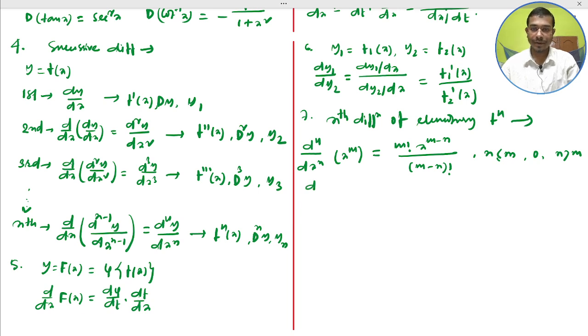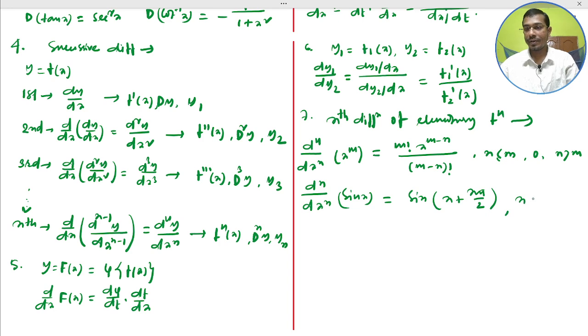Next one, very important: nth order derivative of sin x. d^n/dx^n of sin x should be sin of x plus n pi by 2. For sin x, you just put this. For n equal to 0, 1, 2, 3, just put the value and you get the differentiation from here. n belongs to Z.